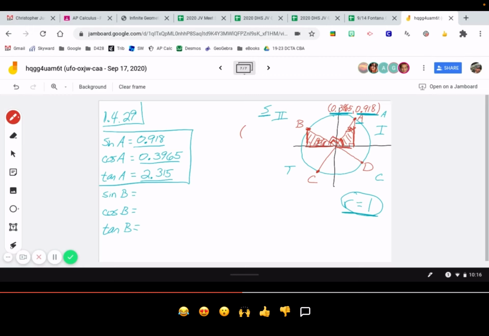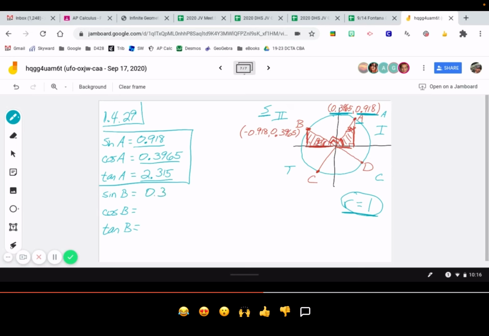So our x coordinate at point B is going to be the longer of those two numbers, and it's going to be negative 0.918. The y coordinate is positive, but the shorter number, 0.3965. And with that in mind, I think the rest of this is going to be pretty easy.